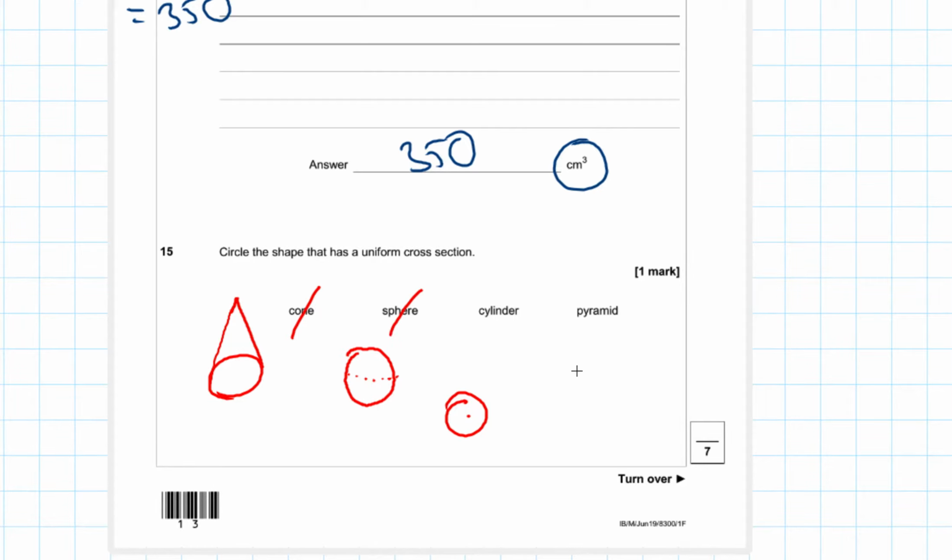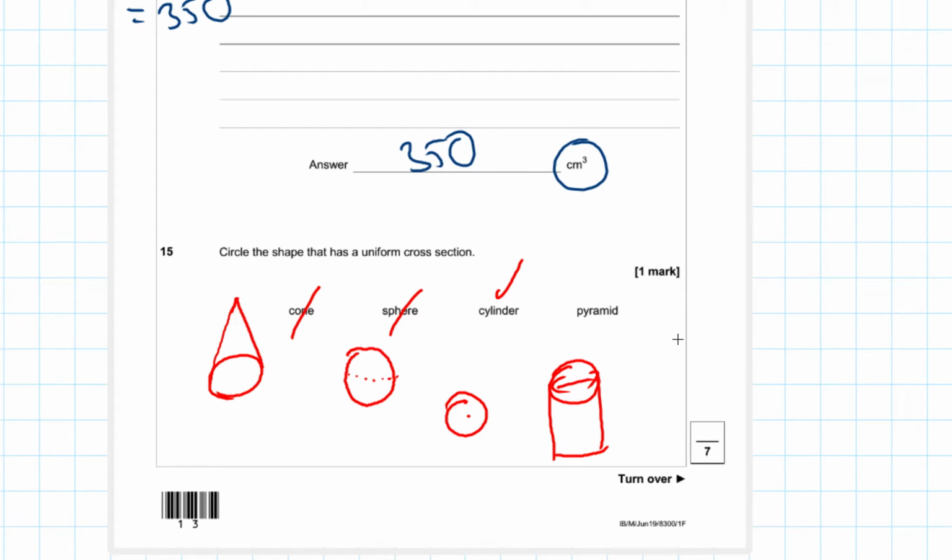A cylinder does have a uniform cross-sectional area. If we looked at the top of the cylinder, for example, if you have a pen that is not bulging, you could see all the way down that it has the same width, or the same diameter, all the way down. So essentially the circle part is the same all the way through. So a cylinder is correct.